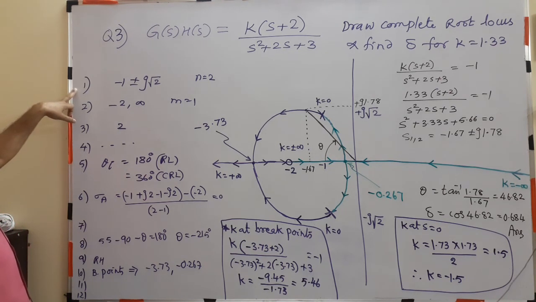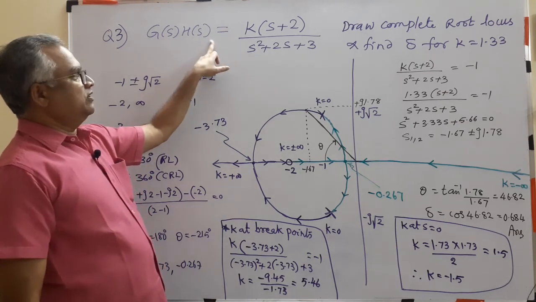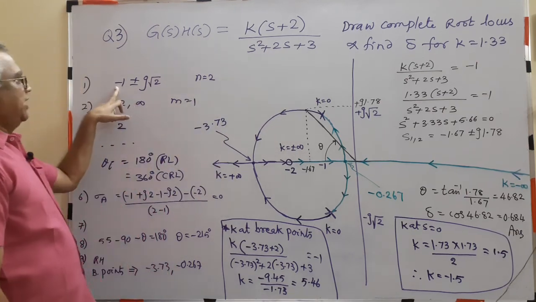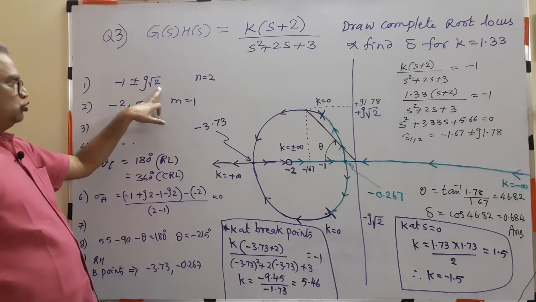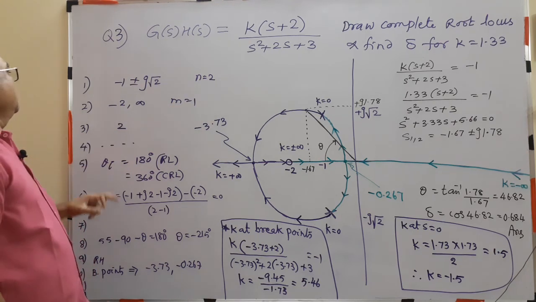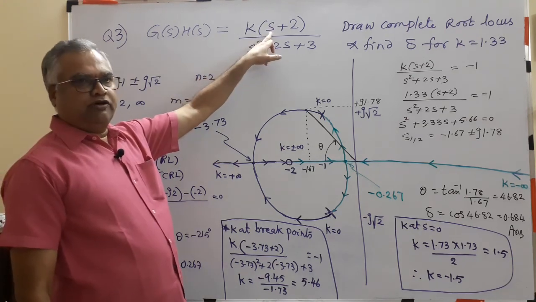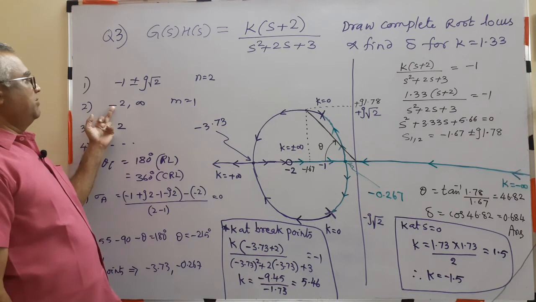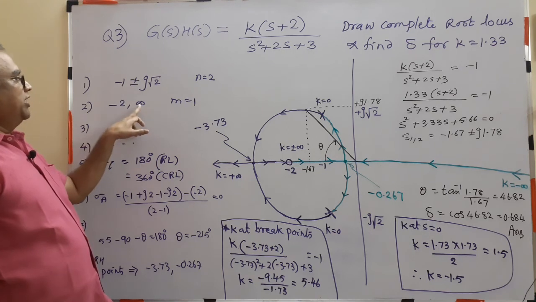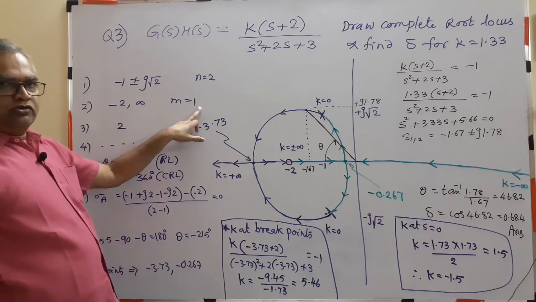First one is the k equal to 0 points. K equal to 0 points are nothing but the poles of g of s, h of s. It is second order, so you know how to solve this. You will get minus 1 plus or minus j root 2, and the number of finite poles is n equal to 2. Then the k equal to plus or minus infinite points are nothing but the zeros of g of s, h of s. So s equal to minus 2 is the zero. Another zero is located at infinity. So the number of finite zeros is m equal to 1.